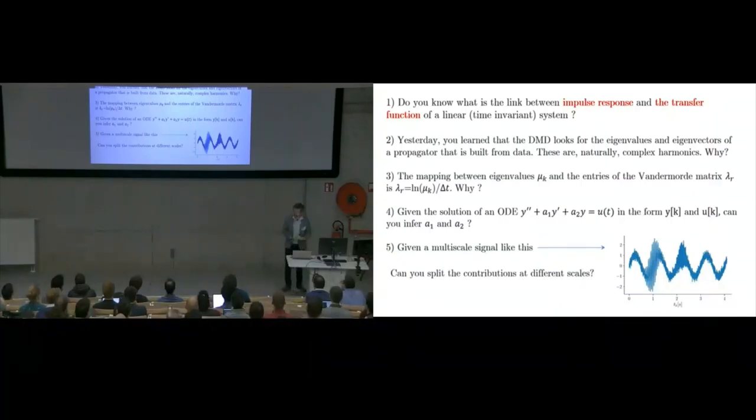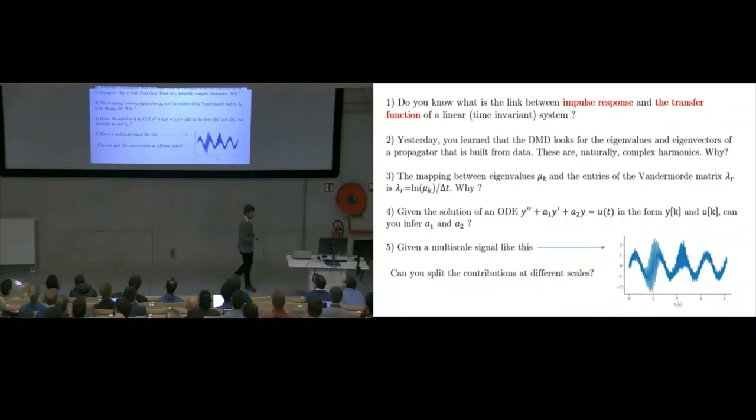Then one key step in the algorithm that was shown yesterday by Professor Smith, when linking the eigenvalues mu k of the propagator to the terms that are in the Vandermonde matrix, there is this operation. This is linking continuous and discrete frequencies. How many of you find this obvious? Not so much.